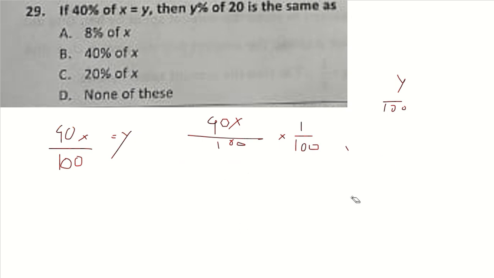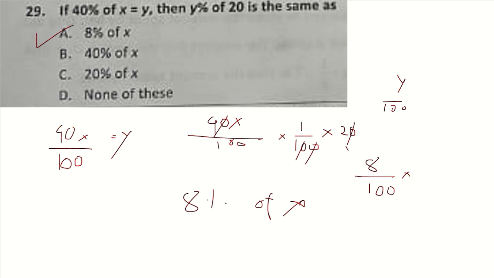And so this is what we get: 40x upon 10,000. And we have to find y% of 20. So into 20. This will cancel. This will cancel. This will become 8 by 100 x, which is equal to 8% of x. Option A.